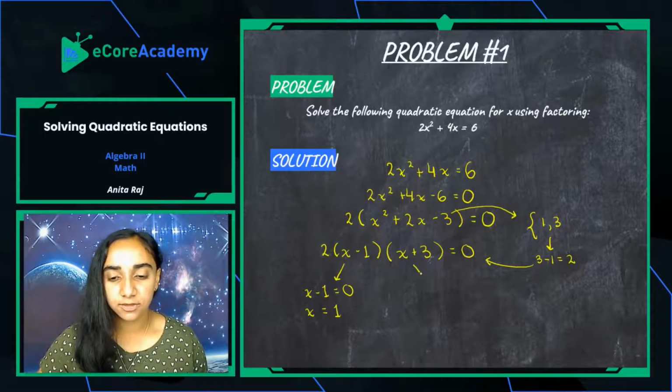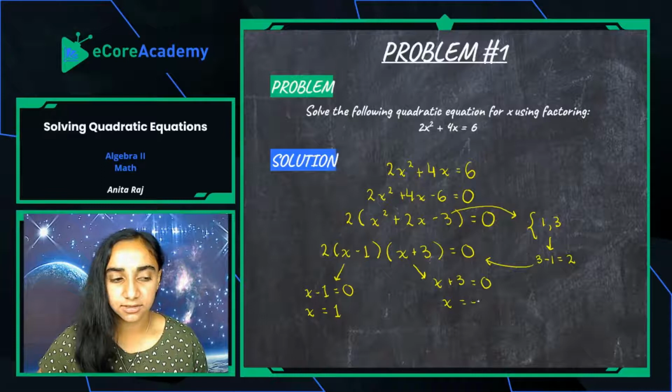And let's do the same thing with the second set of parentheses. So x plus 3 is equal to 0. And if we subtract 3 from both sides, we get x is equal to negative 3. Therefore, we have two solutions to this problem. X can be equal to either 1 or negative 3. And that is how we solve that.